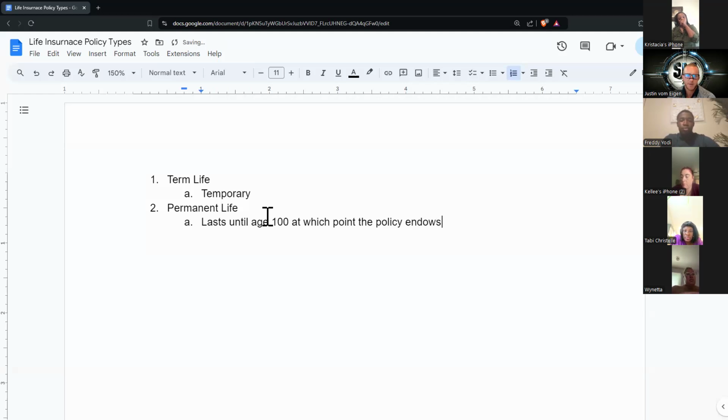So when it endows, that means that you will receive whatever the face amount of the policy is if you haven't died. So it's like a permanent savings account, or it becomes an immediate legacy, an immediate estate. Does that make sense, guys? So if you're like, I wanted to get a $100,000 whole life policy, the company says, okay, well, we're going to guarantee that you save up $100,000 by the age of 100. And if you don't make it to 100, we'll give your family the $100,000. Does that make sense? Any questions about that?